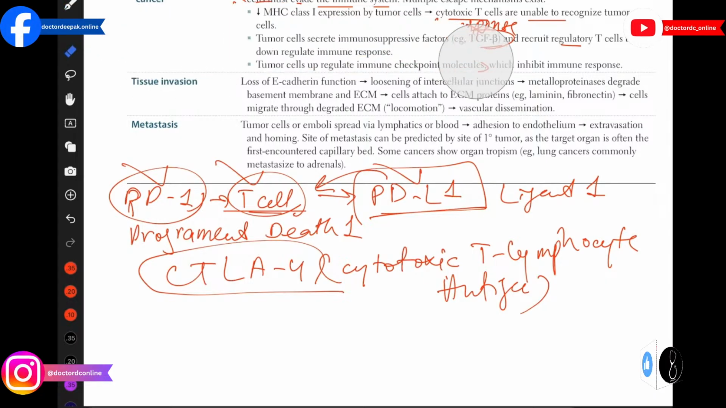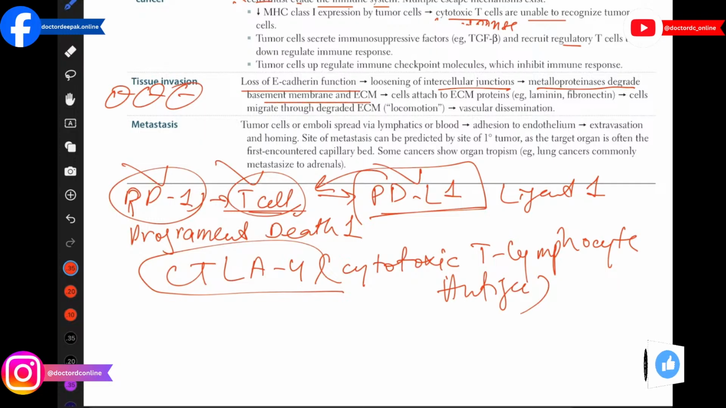Now we are doing the next part, tissue invasion. Tissue invasion is due to loss of E-cadherin function. The cell contact is maintained by E-cadherin, and when E-cadherin loses function, there is loss of intercellular junctions, and metalloproteinases degrade the basement membrane and ECM. What's ECM? The ECM is the extracellular matrix. These proteins are crucial structural and signaling components found in the space around cells and in tissues. They provide support, facilitate adhesion, and influence cell behavior through interaction with cell surface receptors.